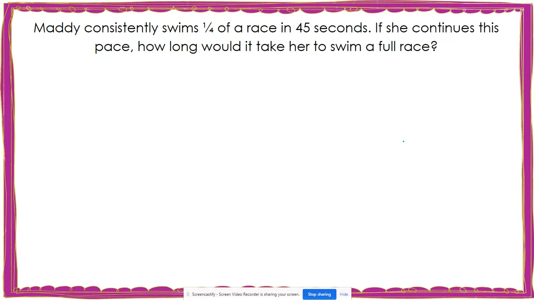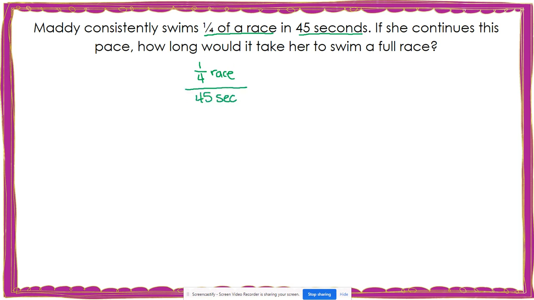Let's look at our first problem. This says Maddie consistently swims 1/4 of a race in 45 seconds. If she continues this pace, how long would it take her to swim a full race? Well, let's start with what we know. We know that the rate that Maddie swims is 1/4 of a race in 45 seconds. So that's going to be our first ratio. And we're going to write it as 1/4 of a race to 45 seconds.